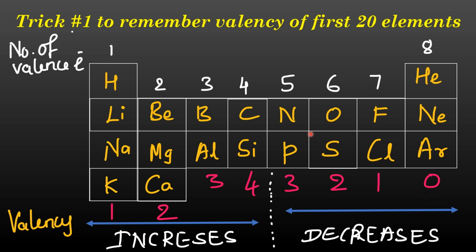Okay, so how do you remember this? Initially it increases till the fourth group, then it will keep on decreasing. Or you can just do 8 minus the number of valence electrons, only for these 5, 6, 7, 8 groups. So 8 minus 5 is 3, 8 minus 6 is 2, 8 minus 7 is 1, 8 minus 8 is 0. Now the question comes, why is the noble gases' valency 0? Because we know that they are already stable. They do not lose, gain or share electrons with any other elements. This is trick number 1.